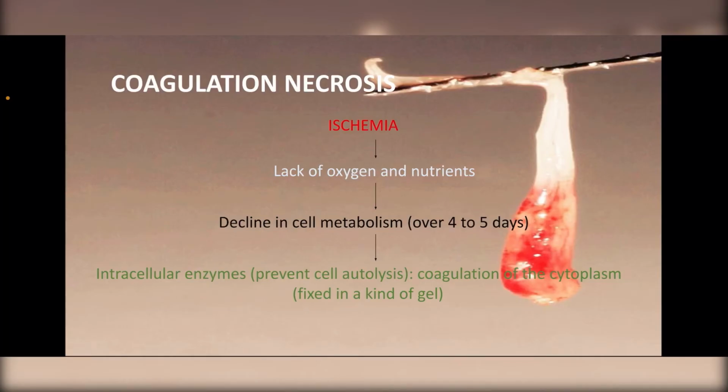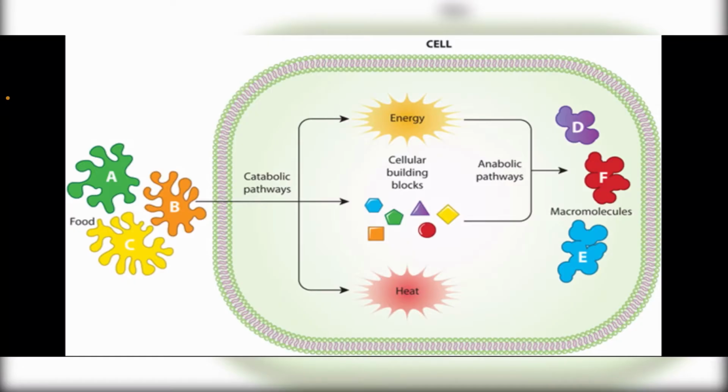So, this decline in cell metabolism can happen over 4 to 5 days, and because of that, we've got intracellular enzymes which prevent cell autolysis. Autolysis, more commonly known as self-digestion, refers to the destruction of a cell through the action of its own enzymes. So in coagulation necrosis, the soluble portion of the tissue is precipitated or converted into a solid material. So, coagulation of the cytoplasm, fixed in a kind of gel.